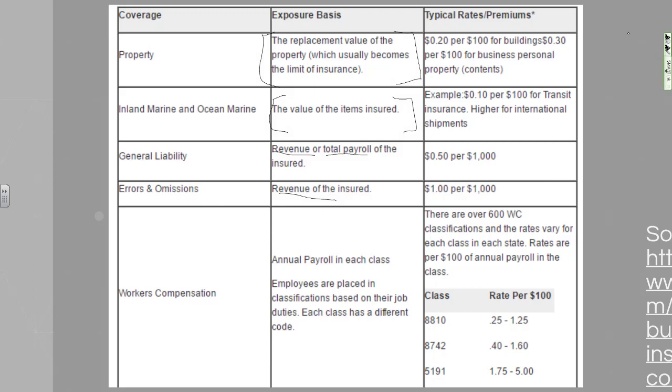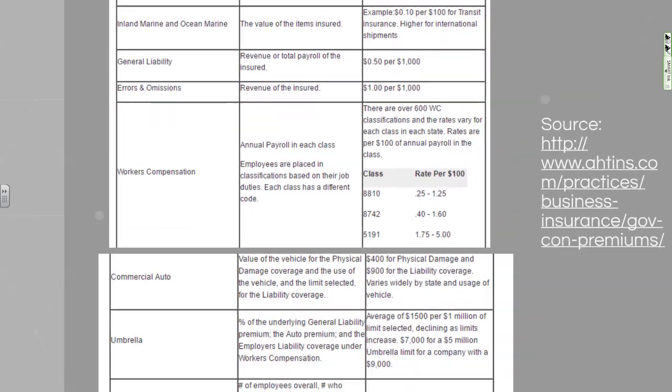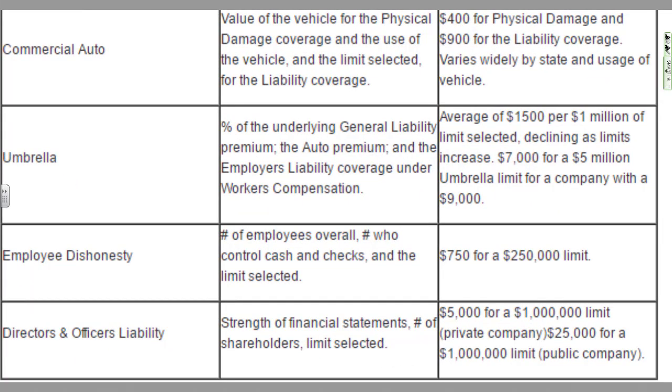The idea being that the larger the revenue or total payroll of the insured, the greater their exposure to a negligence lawsuit. It does make sense that workers' compensation should be somewhat based on annual payroll, since a significant portion of the workers' comp exposure is the indemnity or replacement of lost wages. Commercial auto is the value of the vehicle for the physical damage coverage and the use of the vehicle. Part of the exposure basis means how much vehicles are used. A truck that sits in the garage for many months at a time would not pose as big a risk as a truck that is in use on the highways, so that does make sense.